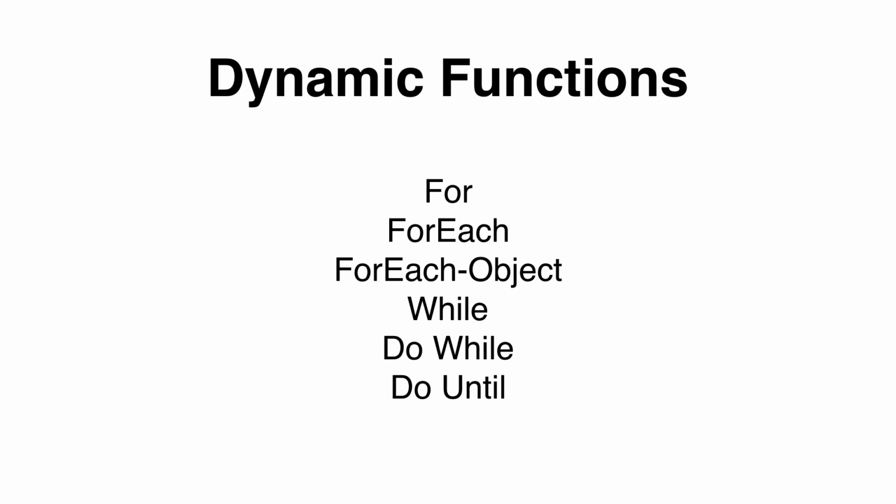To be able to create a function that is not dependent on a certain number of parameters, we can use loops to go through each parameter and perform an operation on it. Examples for loops are foreach object, while, do while, and do until.